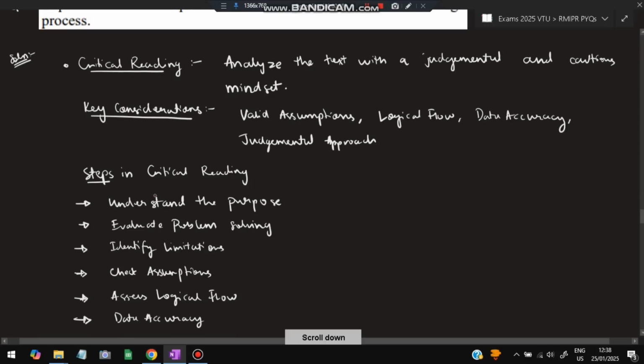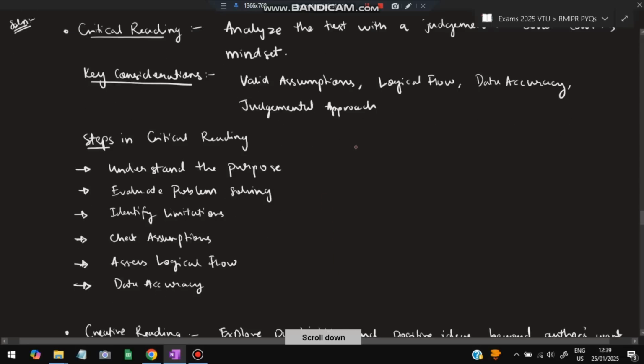The steps involved are: first, understand the purpose, what you are reading the paper for, that purpose is important. Next, evaluate problem solving. You have to evaluate what the problem inside the paper is, and which problem the paper solves. That is evaluating problem solving. And identify the limitations: what are the limitations of the paper, how much area of the problem can the paper solve. Check if the assumptions, logical flow, and data are accurate or not. So these are the steps to be followed when doing critical reading.